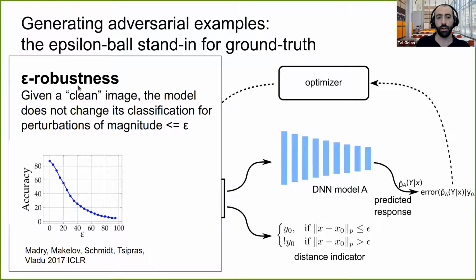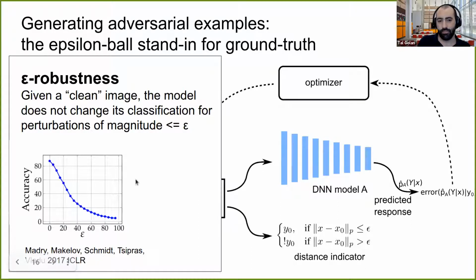An epsilon robust model will not change its classification of a clean image for perturbations of magnitude less than or equal to epsilon. And here you can see a typical way of how this is quantified. The x-axis is the magnitude of the perturbation, and the y-axis is the model's accuracy. If we have a model which is more robust in this epsilon robustness sense, then its accuracy curve will go down more slowly. And this model depicted here is actually quite robust. This is an adversarially trained model. If you take a standard discriminative object classifier, its accuracy will drop to 0 the moment that you start introducing adversarial perturbations, even if these adversarial perturbations are very small.